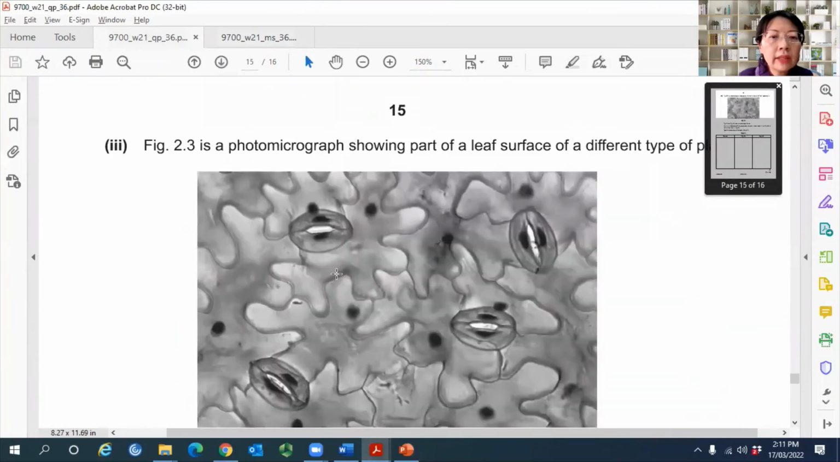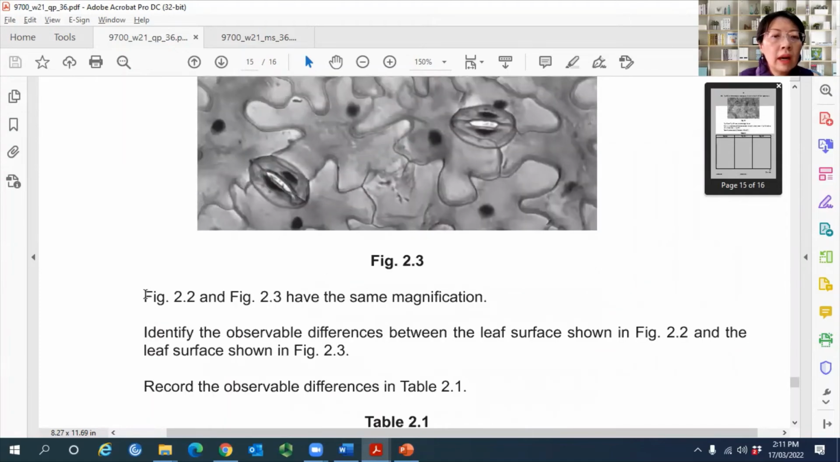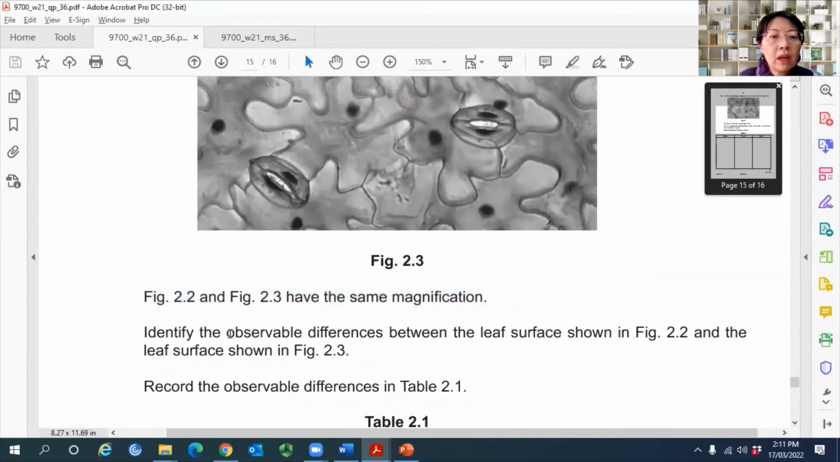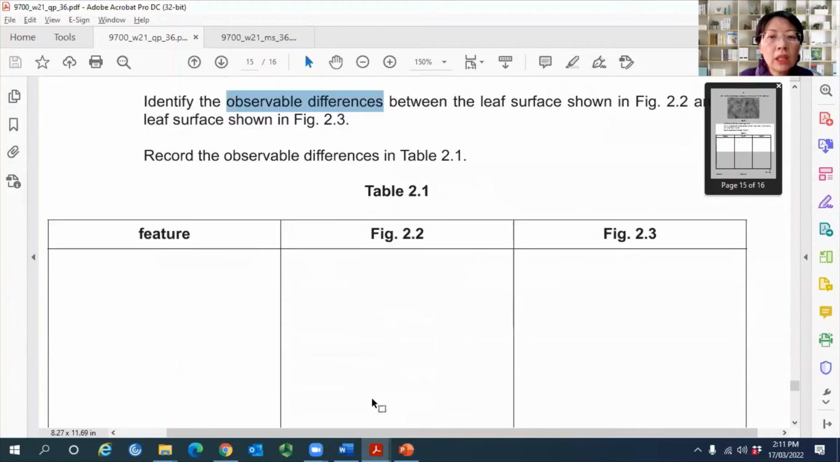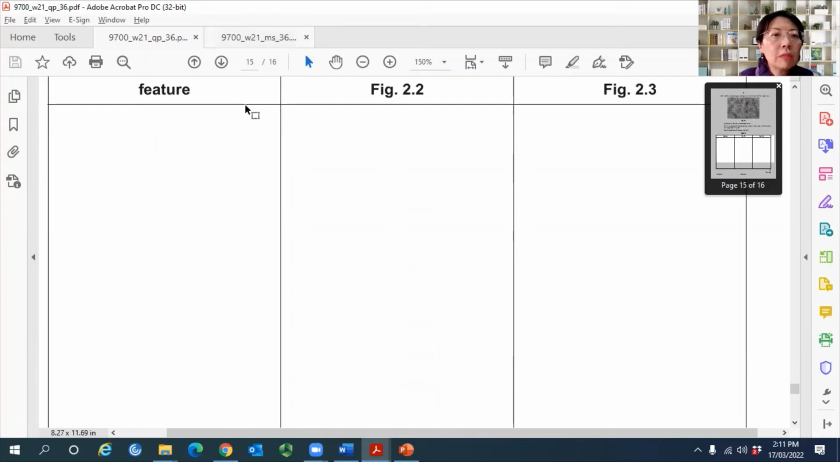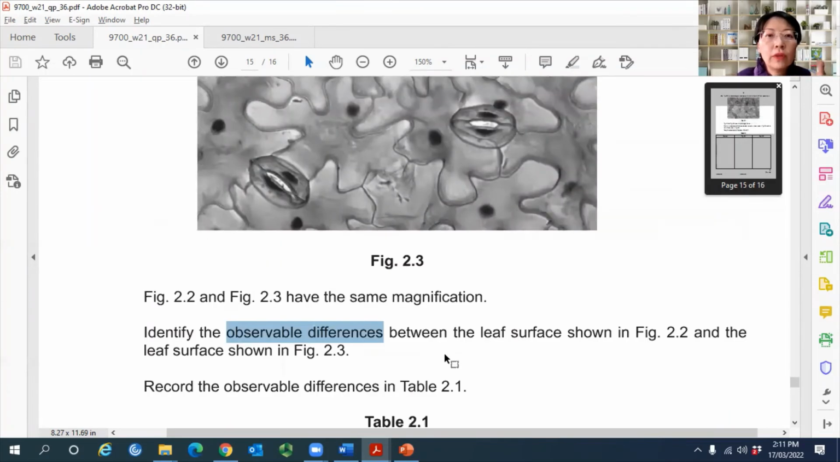Okay. So next question, they give you a micrograph, right? And they say that these two figures have the same magnification. So identify the observable differences between the leaf surface shown in figure 2.2 and figure 2.3. Record your observation in the table. So you need to write the differences, 4 marks. So first mark is given for everything that you write here must be differences. It must not be similarity. That is already the first marking point. So usually you find that 1 mark is allocated if you just answer the question. Okay, so first mark is that.